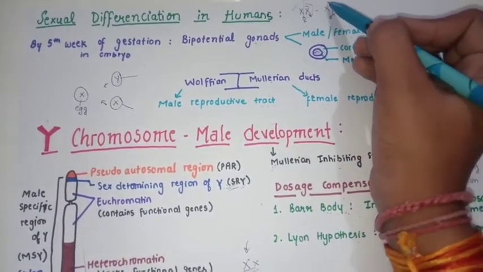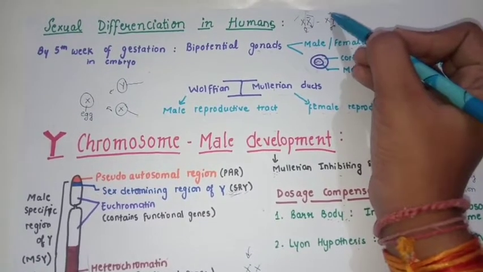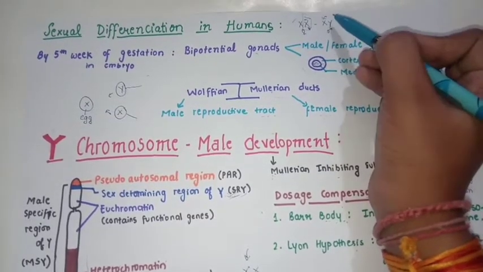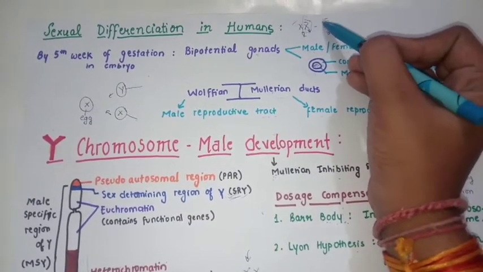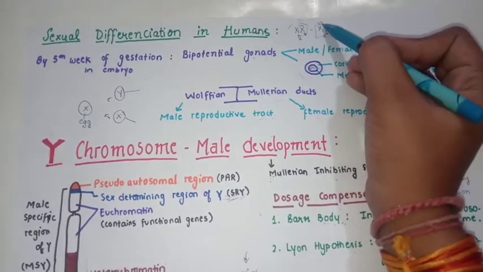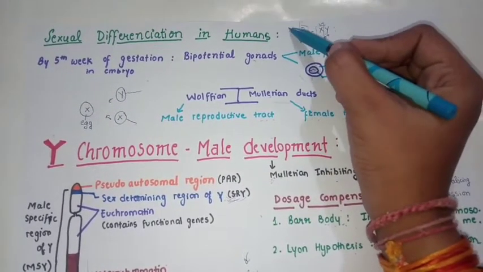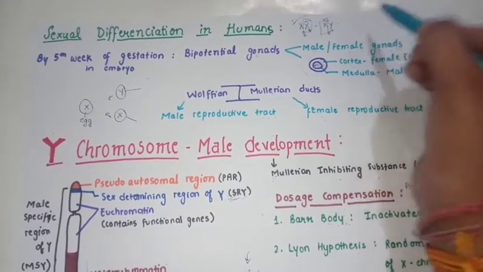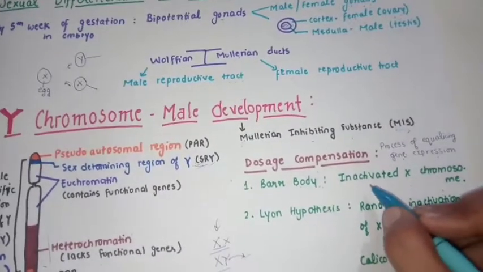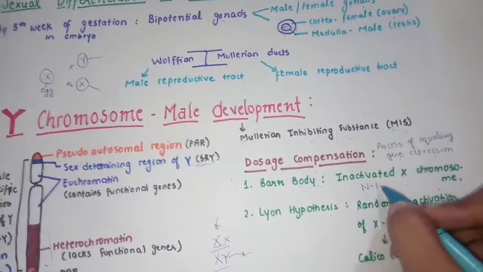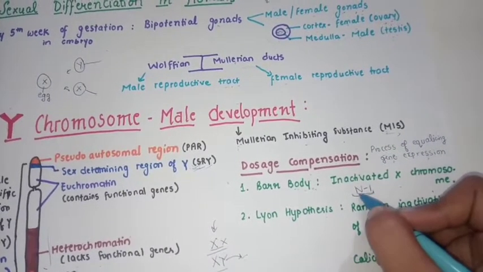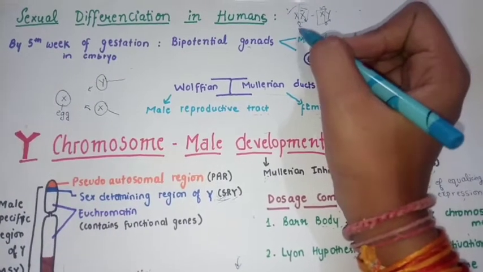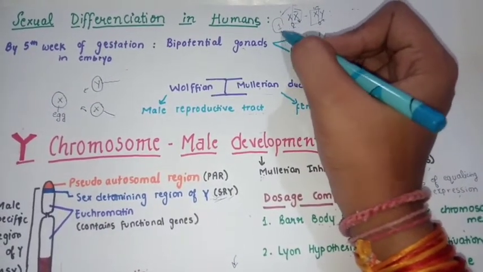Also in male, Barr body will be present, inactivating one X chromosome. That means no X chromosome is getting functional here, and in female one X chromosome is getting functional. So we will discuss it by a formula, that the formula of Barr body is n minus 1, where n is the number of X chromosomes. Here the number of X chromosomes is 2, so 2 minus 1, here will be only one Barr body present.